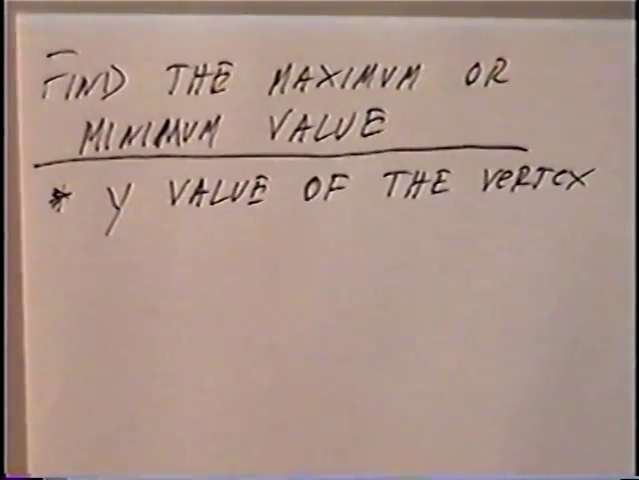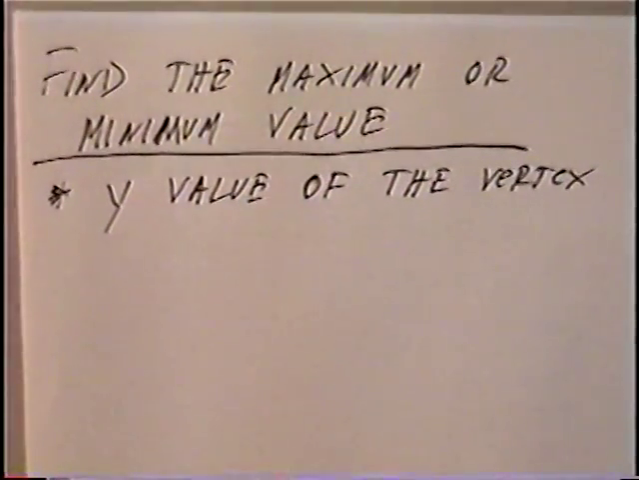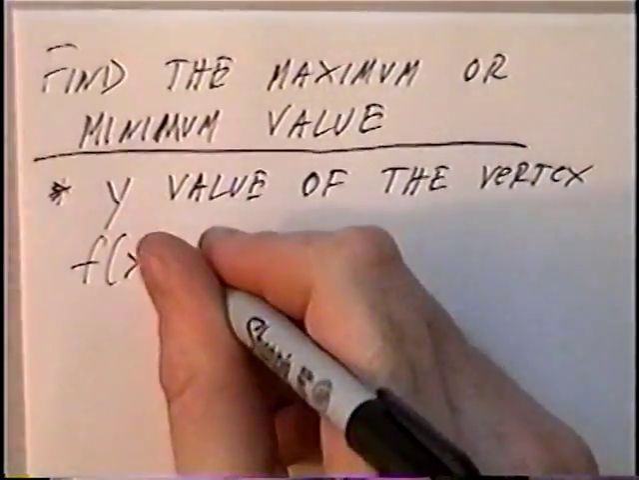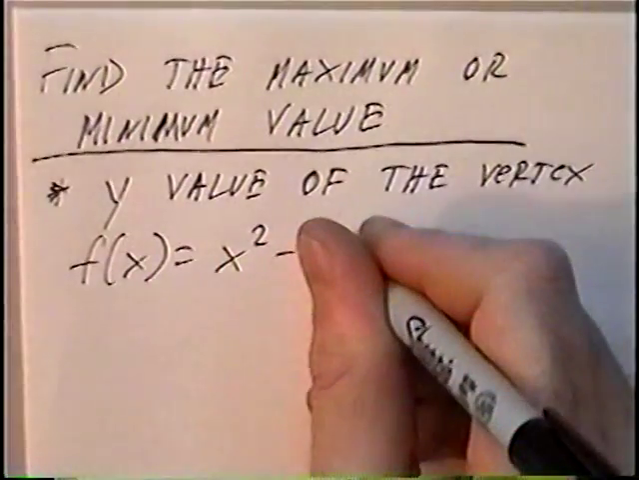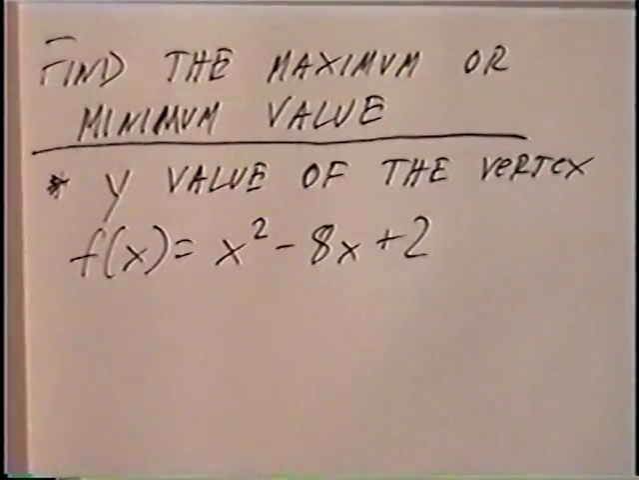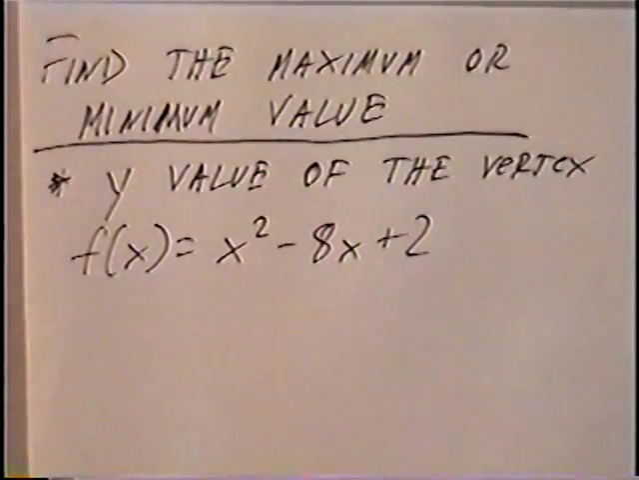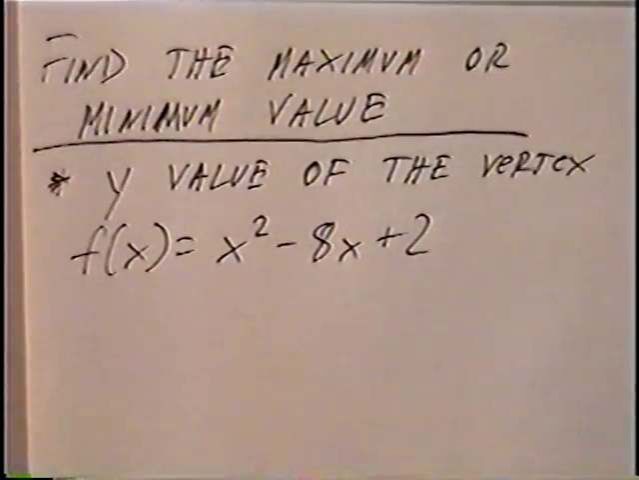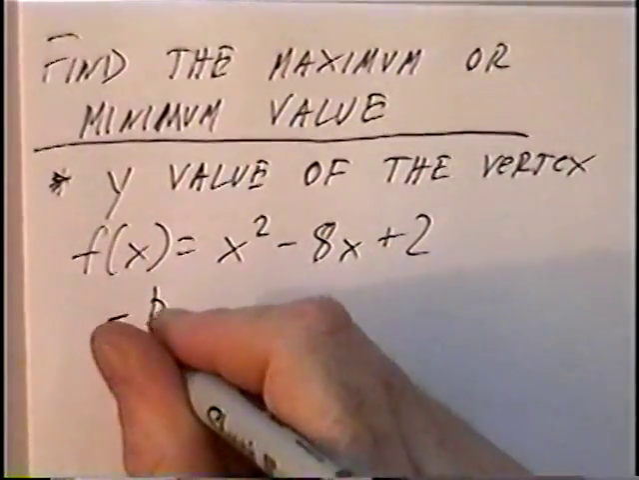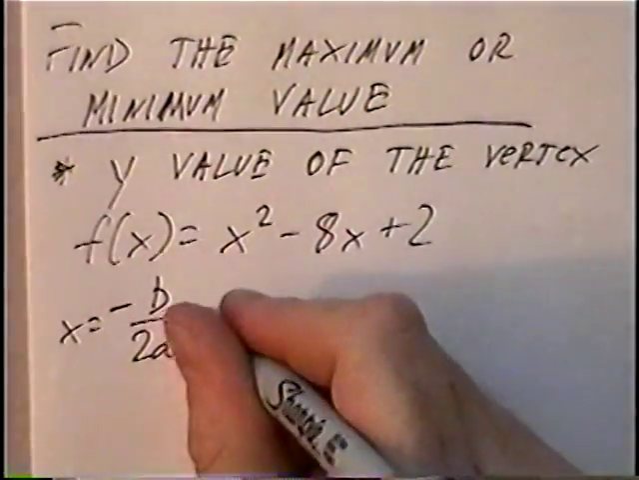For every quadratic equation or parabola, the y value will either be the maximum or minimum value. First equation we'll look at is f of x equals x squared minus 8x plus 2. So to find the maximum or minimum value, we'll find the vertex, and our answer will be the y value of the vertex. The formula for the vertex, if you remember from previous section, we'll have negative b over 2a, and that will be the x value for the vertex.